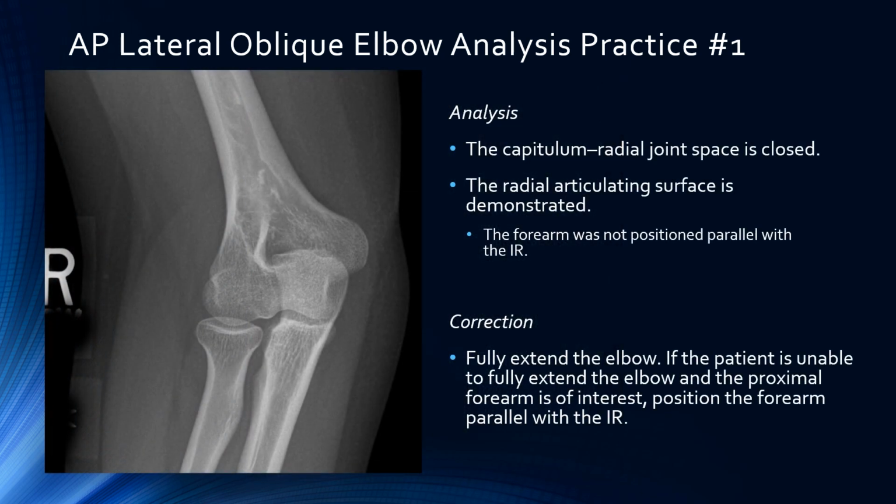Analysis. The capitulum radial joint space is closed. The radial articulating surface is demonstrated. The forearm was not positioned parallel with the IR. For correction, fully extend the elbow. If the patient is unable to fully extend the elbow and the proximal forearm is of interest, position the forearm parallel with the IR.